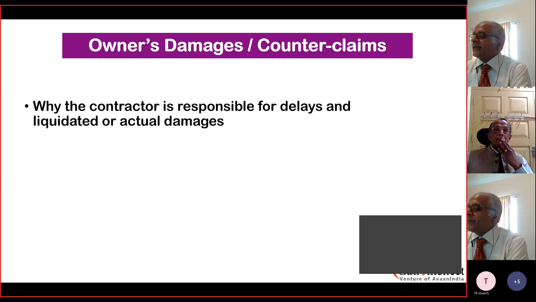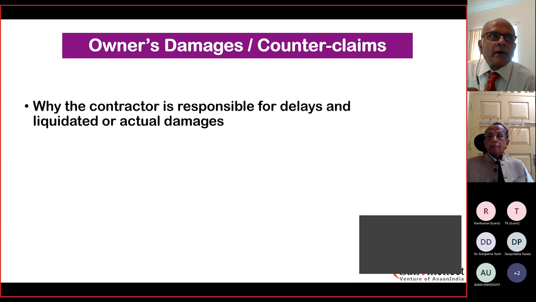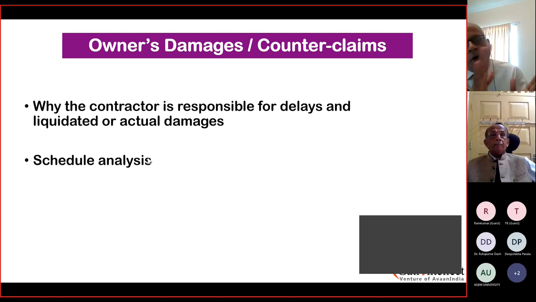So the owner's damages and the counterclaims that can come: the contractor may be held responsible for delays and liquidated or actual damages. When there are these on-site arguments going back and forth, if the contract is not watertight, if it is not written in such a way that there are no gaps in place, one can maneuver to read the contract the way they want. So there is scope where the contractor is held responsible for delays, or could be slapped with liquidated damages or actual damages.